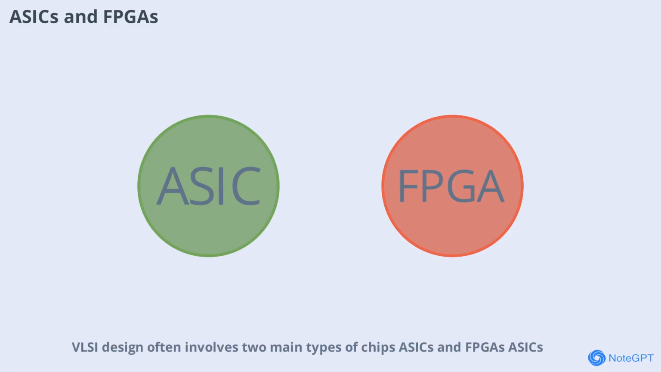VLSI design often involves two main types of chips, ASICs and FPGAs. ASICs, or application-specific integrated circuits, are custom designed for a particular application, offering high performance and efficiency. FPGAs, or field programmable gate arrays, are reconfigurable chips that can be programmed after manufacturing. Each has its advantages and trade-offs, and the choice depends on the application's requirements.